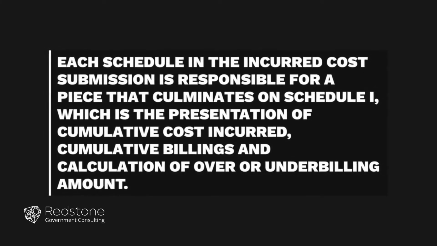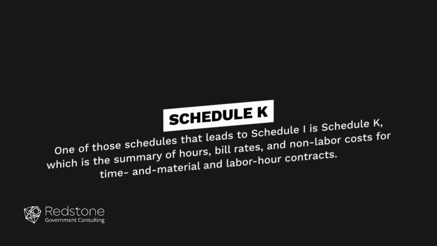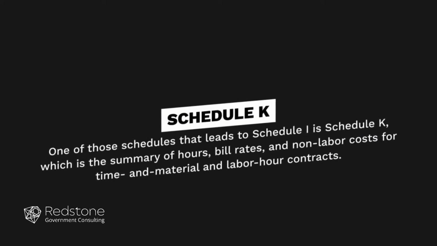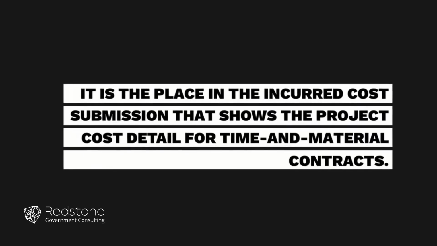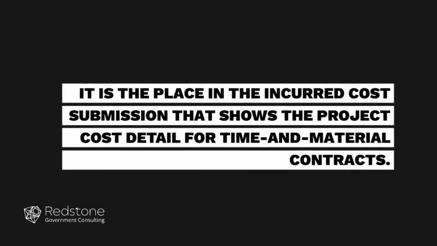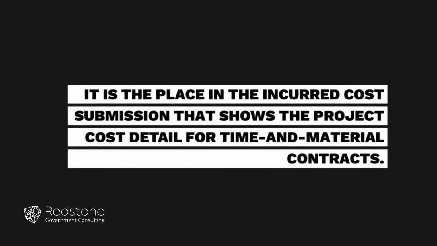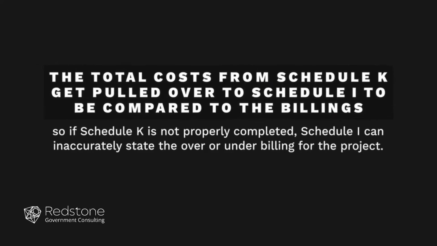One of those schedules that leads to Schedule I is Schedule K, which is a summary of hours, bill rates, and non-labor costs for time and material and labor hour contracts. Schedule K is important because it is the place in the incurred cost submission that shows the project cost detail for time and material contracts. The total costs from Schedule K get pulled over to Schedule I to be compared to the billings.